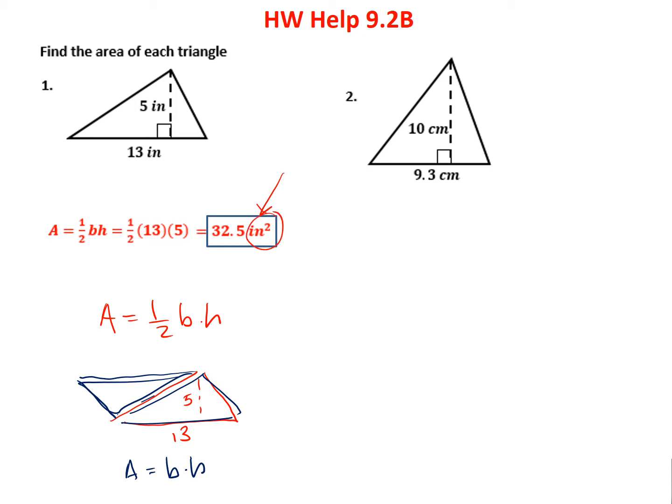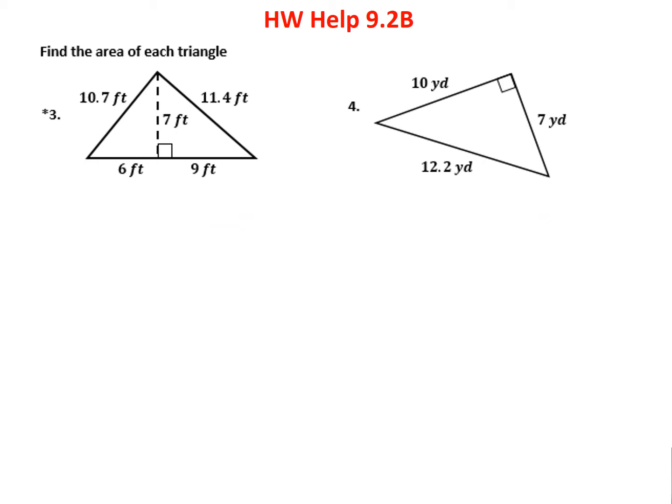Second one, just put in the formula, 1/2 base times height. 1/2, the base is 9.3, the height is 10, so this is going to be 5 times 9.3, or 46.5 centimeters squared, and there's our answer.